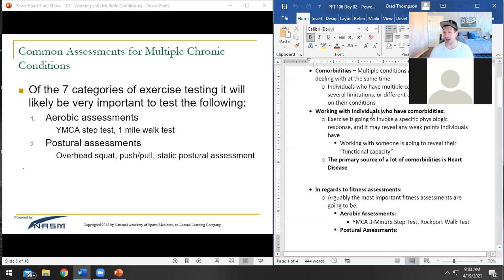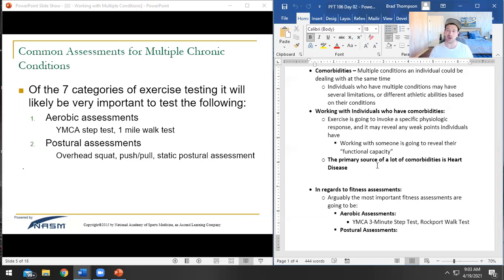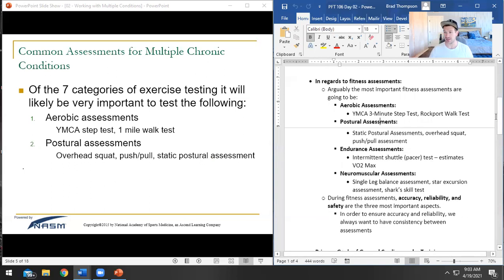So how the heck do you know how hard to work a client? How do you know what the right version of cardio is? Should it be a walk? Should it be a jog? Which version? Well, that's where it's very important for us as fitness professionals to do fitness assessments.